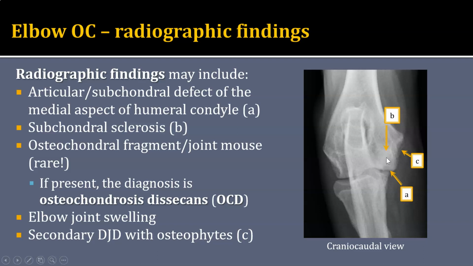These patients will very rarely develop a radiographically apparent osteochondral fragment, and again, if that's present, we would diagnose osteochondrosis dissecans.